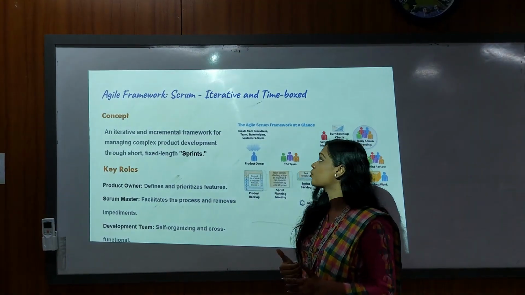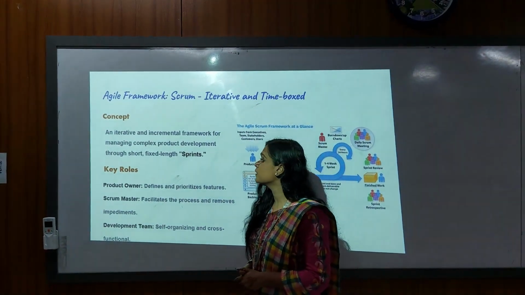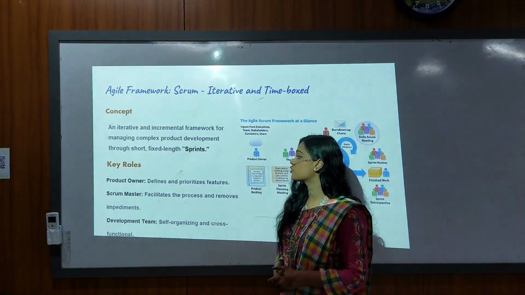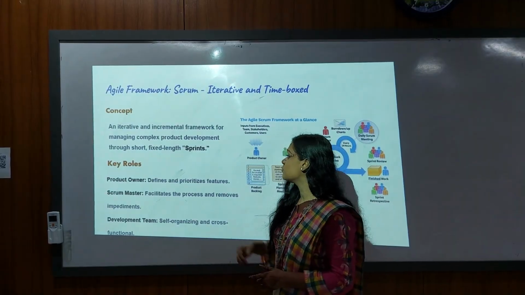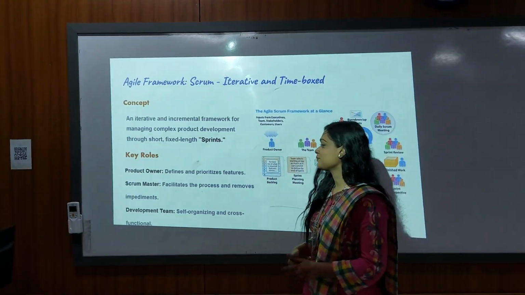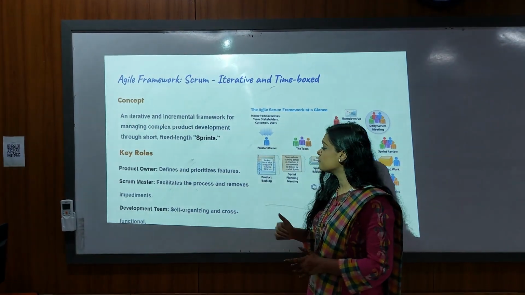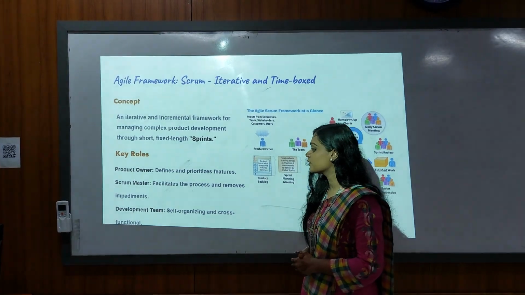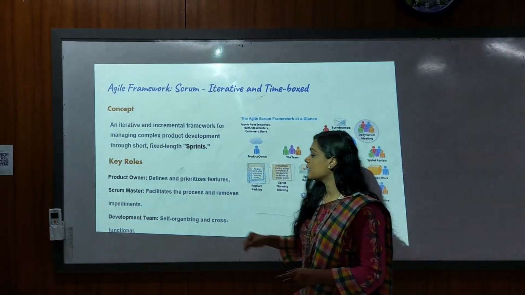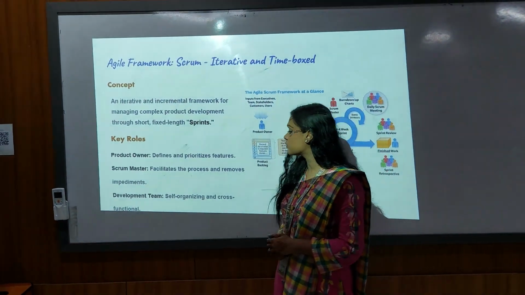Agile framework: Scrum, an iterative agile process. The concept is an iterative and incremental framework for managing complex product development through short fixed plans, which are called sprints. Here is the structure of a sprint. The product owner defines and prioritizes features. Then the Scrum Master facilitates the process and removes impediments. And the development team is self-organizing and cross-functional.